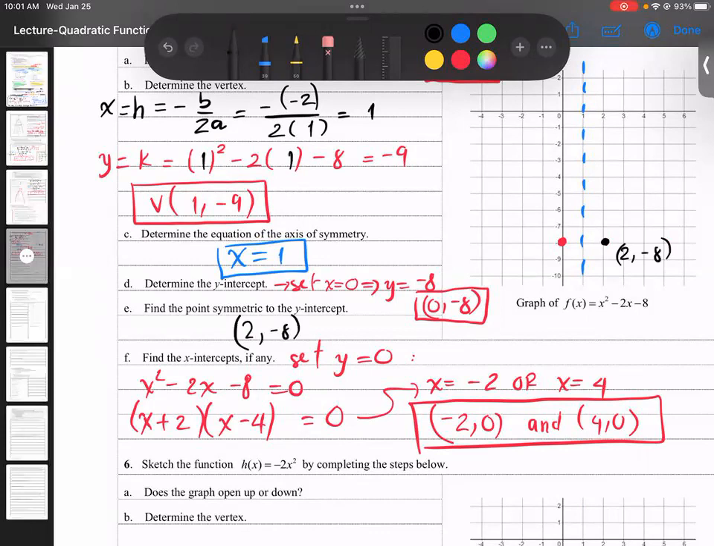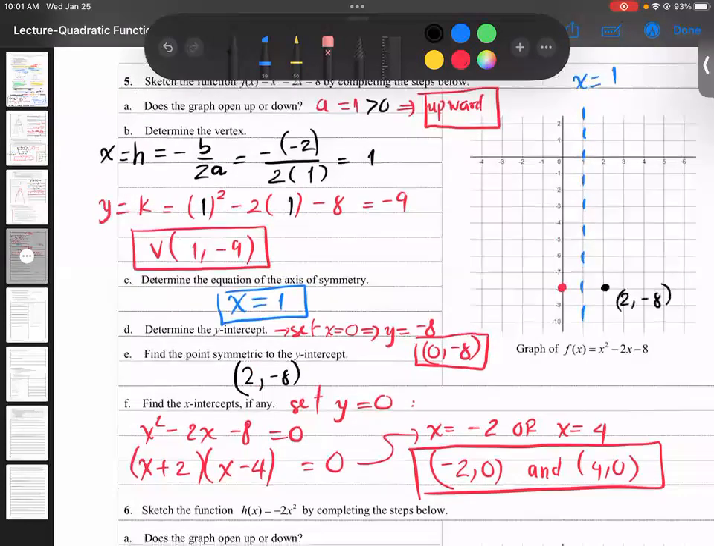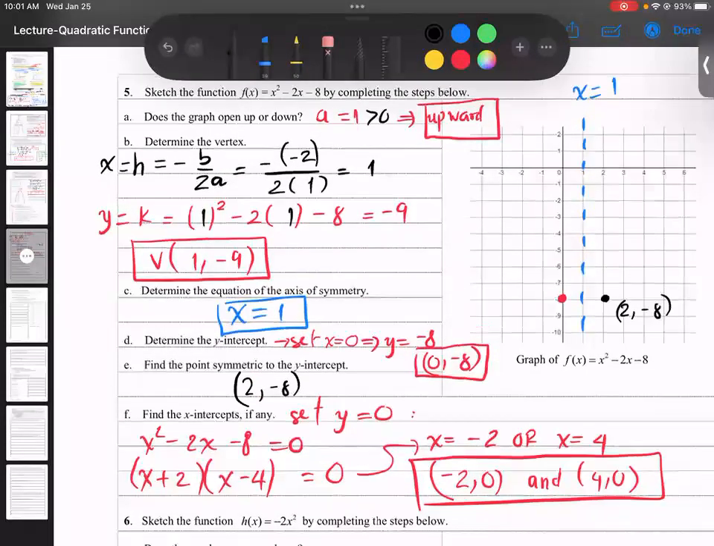All right, now your final thing, you graph them, and it should be consistent with your answer. If it's upward, it should be upward. Let's plot some points first. Vertex is 1, -9, right here. I would label them as well, I don't want to lose silly points. And then the x-intercepts are -2, 0, and 4, 0.